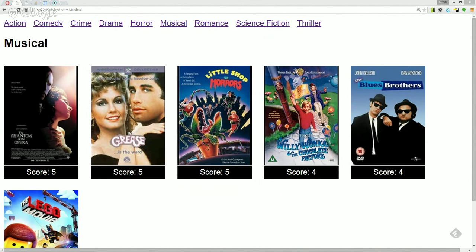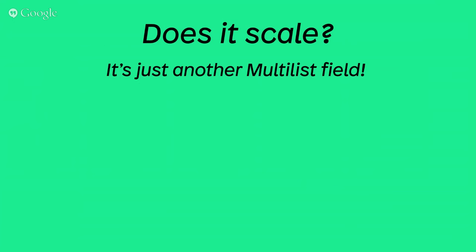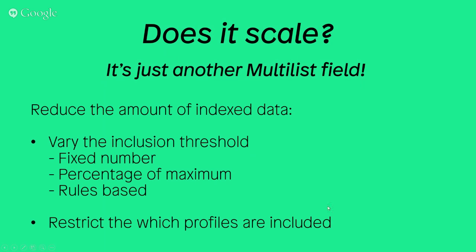So I've done, as I said before, I've done this presentation a couple of times now, and the question that I've been asked both times is, does it scale well? Well, as I've said several times, as far as the index is concerned, this is just a multi-list field. It doesn't work in any other way different. You just do a search as if it was a multi-field. That said, if you are concerned about the performance of this and how it will scale, there are a few things that you can do.